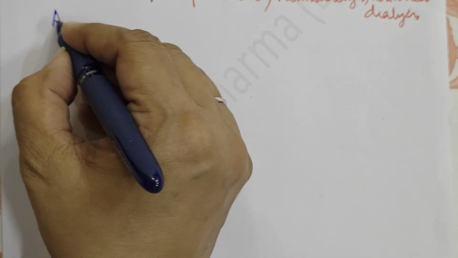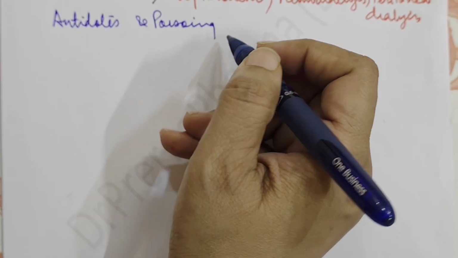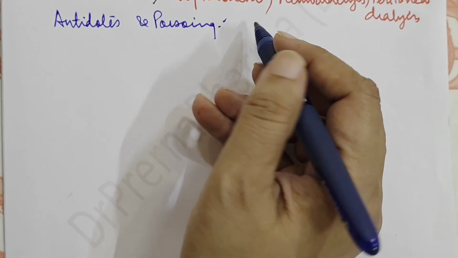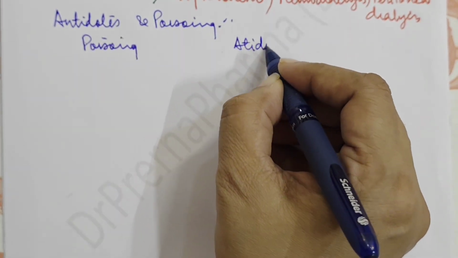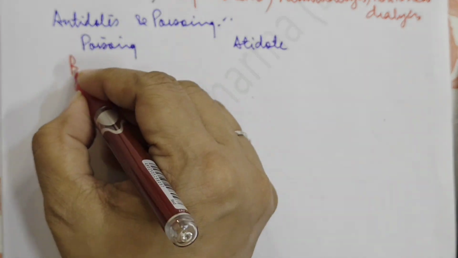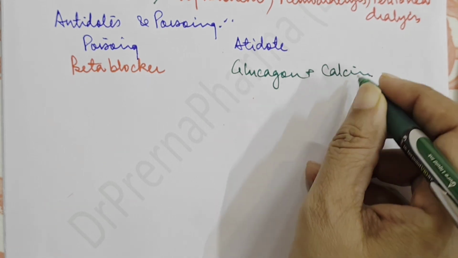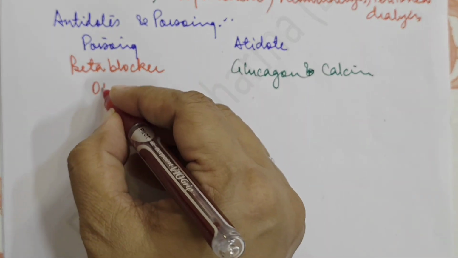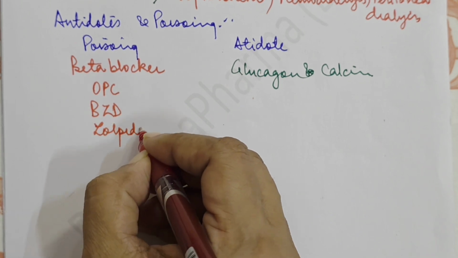Then let's see the antidotes and poisonings. Now, antidotes and their poisonings. Here I'll write the poisoning and here I'll write the antidote. In beta blocker poisoning, what do we use? We use glucagon plus calcium. Then I'll write the poisonings first. OPC poisoning. In the meantime, you think what are the drugs which are used in these poisonings?